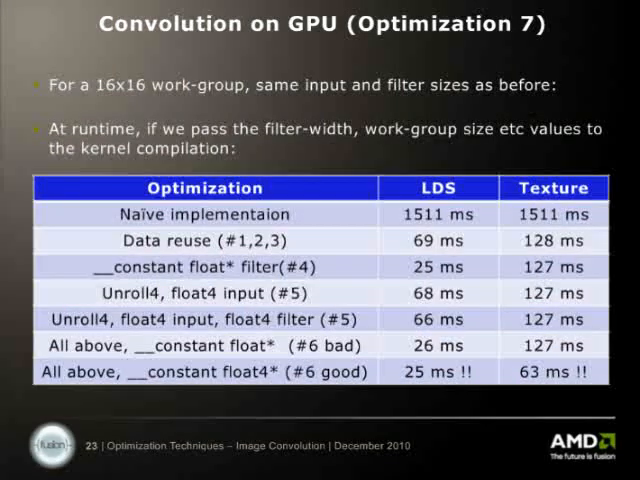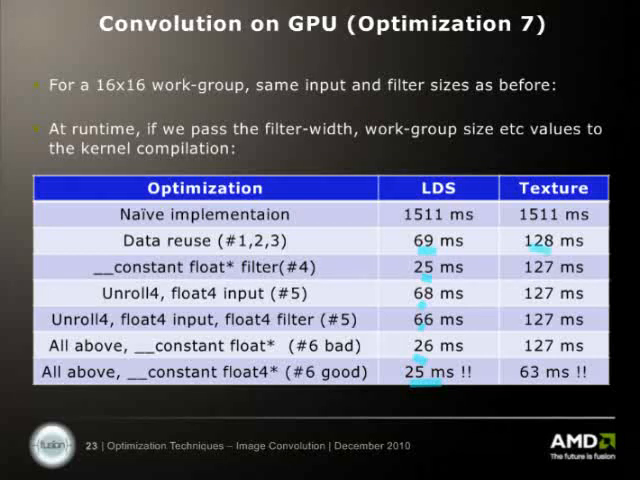How to do that? When you compile a kernel, you pass in the -D option. -D define, let's say you have filter width, right? -D FILTER_WIDTH=16. You pass in that string, it gets compiled, right? So you can pass in filter sizes, you can pass in workgroup sizes, you can pass in whatever is available, right? So what happens if we do that?